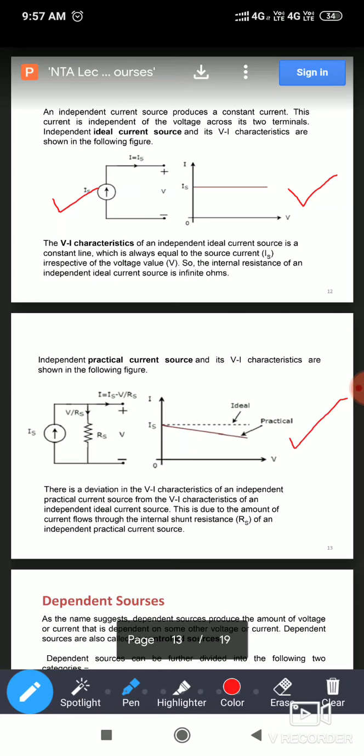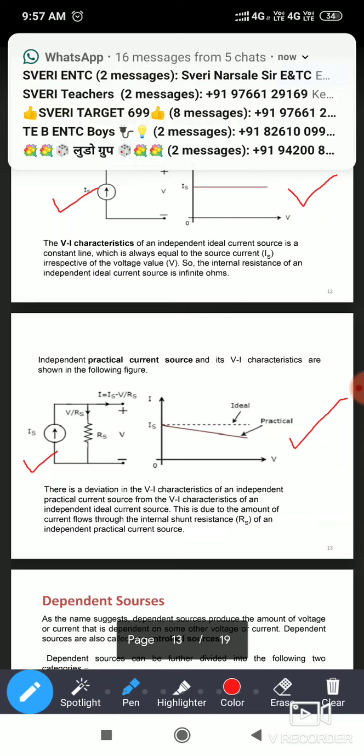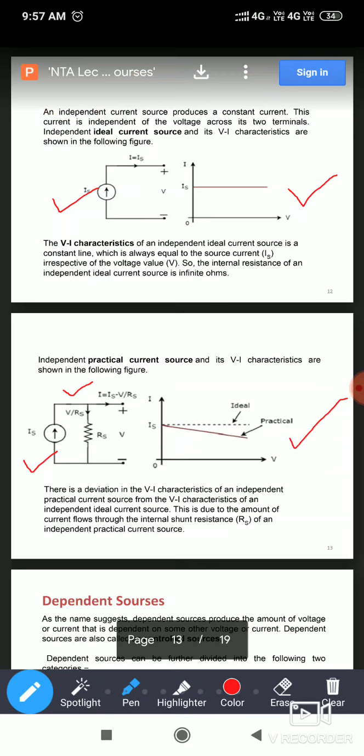Why is it happening? Because this shows the practical current source, where RS is the resistor value, which is parallel with IS. So in that case, some current will flow through the RS, that is shown here. Some current flows, so the current that you will get here will be IS minus V divided by RS. So some current will get subtracted. That's why the graph is getting tilted.